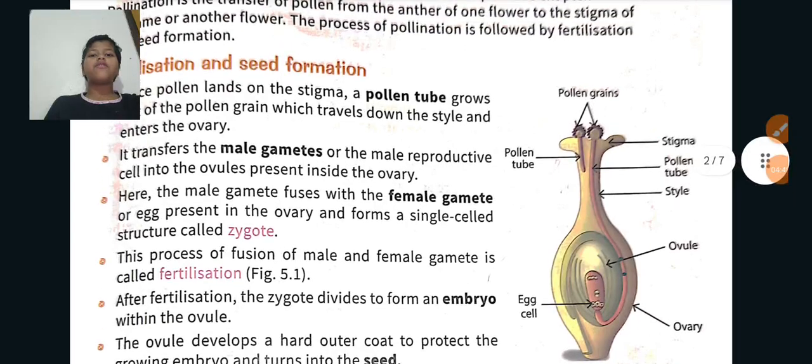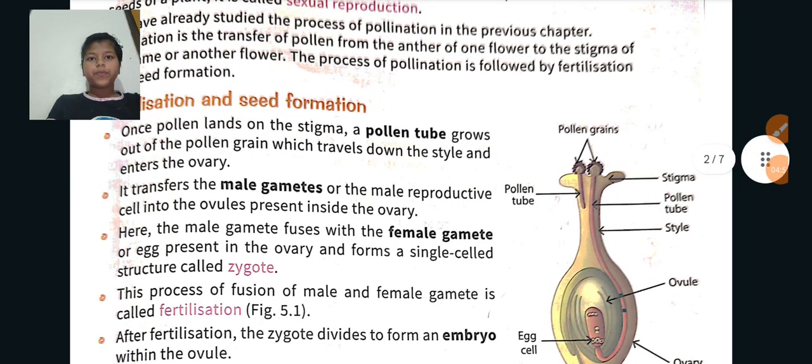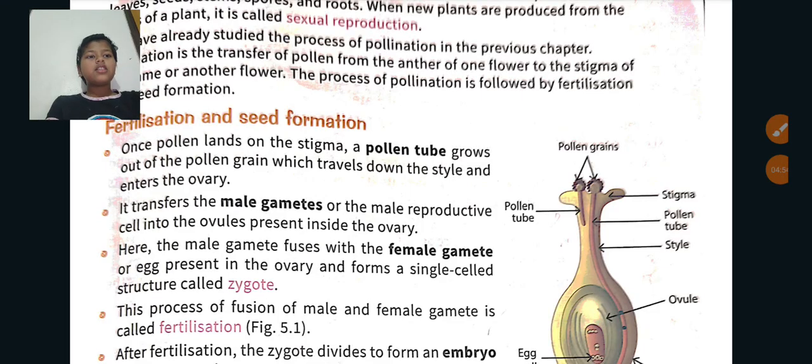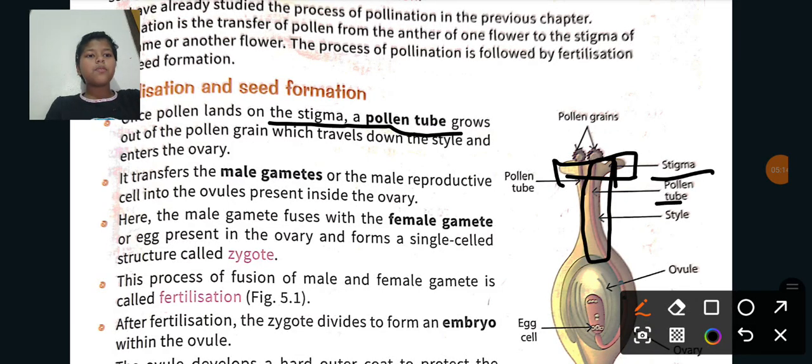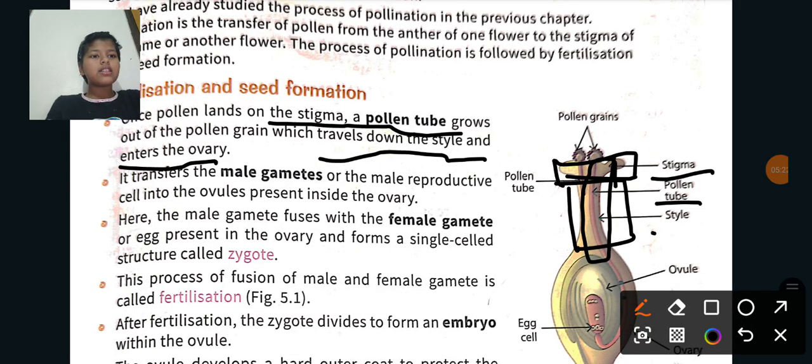The same structure we have seen in the chapter on pollination. Once pollen lands on the stigma over here, as you can see, this part of the flower is known as the stigma. Once pollen lands on the stigma, a pollen tube, you can see here, this whole tube is known as the pollen tube, travels down the style and enters the ovary. This whole part is known as the style.